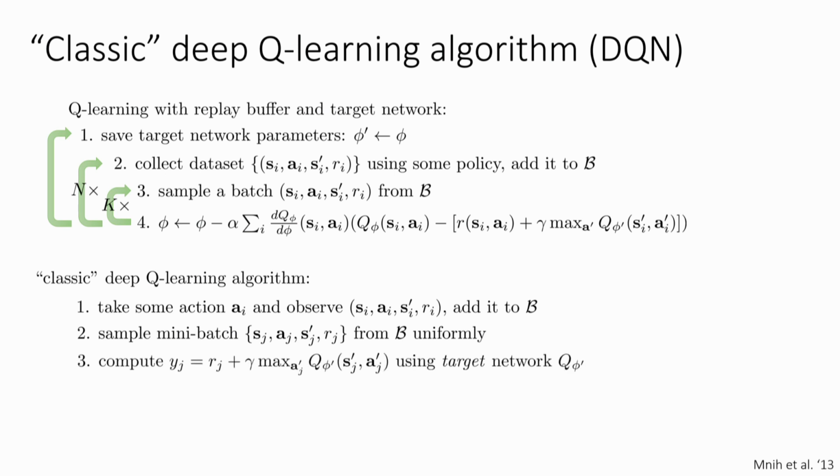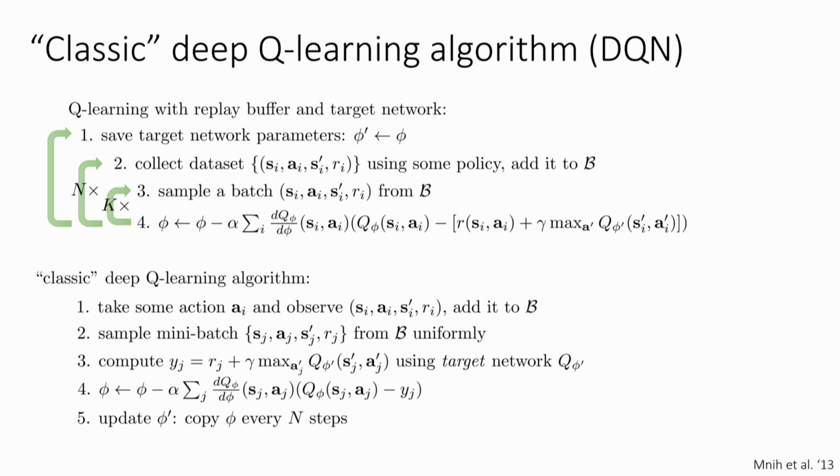Then you compute your target value, but you don't use Q phi, you use Q phi prime for your target value. And then you take a step on the regression gradient. And then there's a step 5, which you only execute every large number of steps, like let's say every 10,000 steps, which is that you copy your phi into phi prime. So this structurally looks quite a bit like online Q-learning, with two very important differences. One is that you don't actually train on the transition you just collected, and the other one is that you use this target network. And these two changes actually substantially stabilize the Q-learning process.